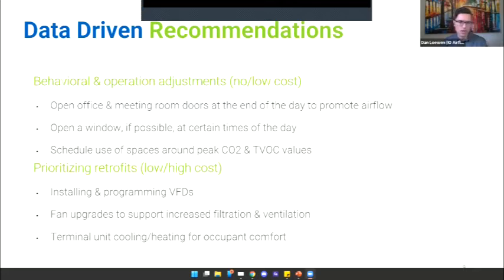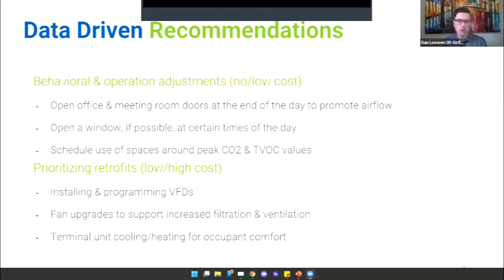The rest of it is the data-driven recommendation. So it's hard to make a recommendation unless you have the data, and we can automate a lot of that, whether it's behavioral or operational. Those are often the no or low cost examples. Open a window at certain times of the day if you know how a building typically responds over the course of a day to things like carbon dioxide. You could schedule the use of spaces around peak CO2 or TVOC values.